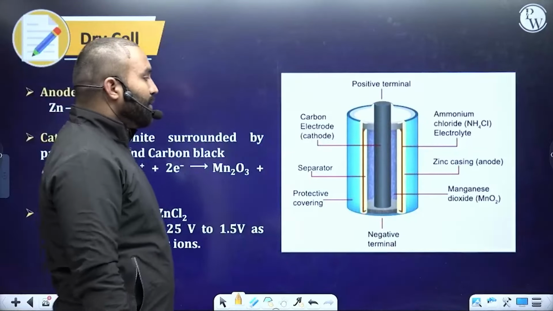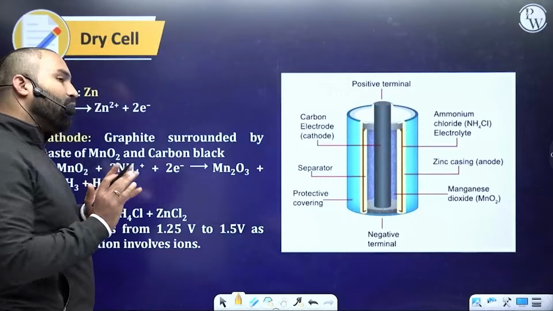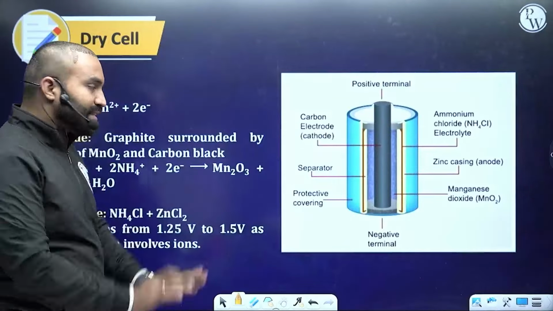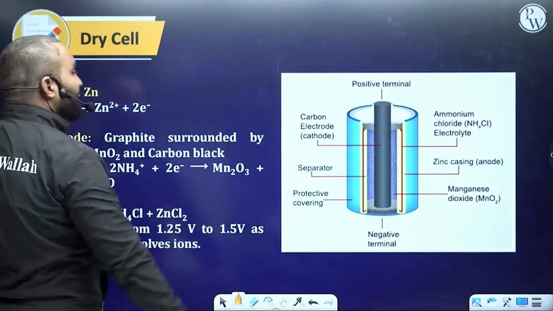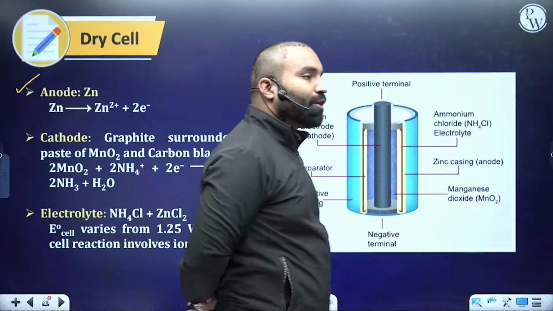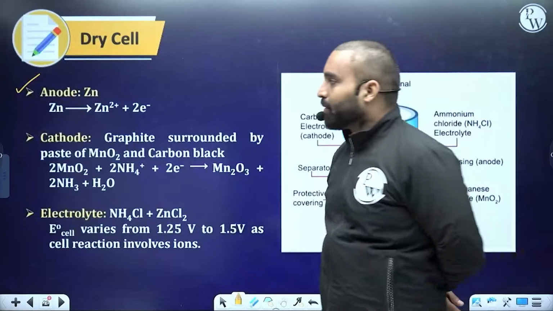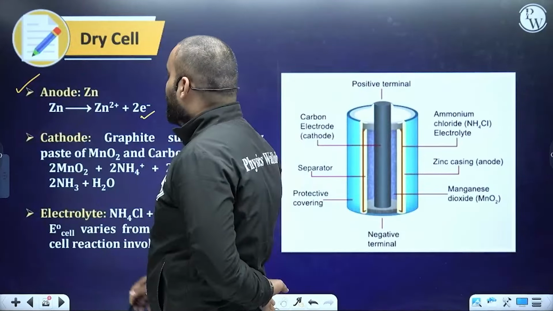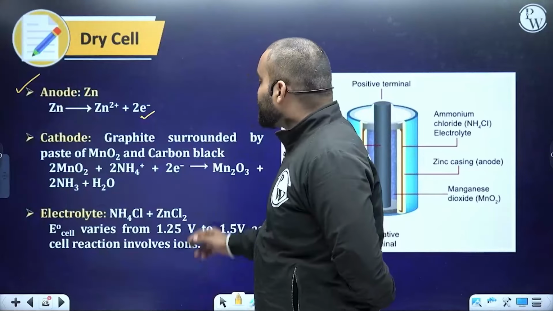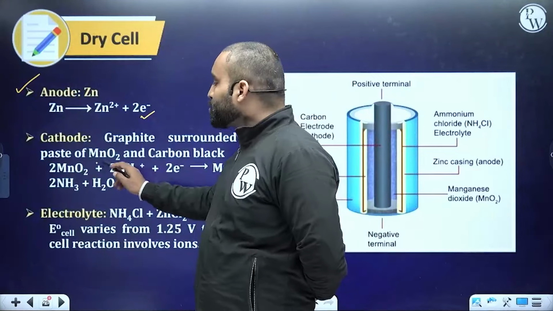In dry cell, only the information you need to know I have brought to you in this lecture. Anode, what is the material in dry cell? What kind of anode is used? It is zinc. It is made up of zinc. What is the cathode here? Cathode is the graphite which is surrounded by the paste of MnO2.